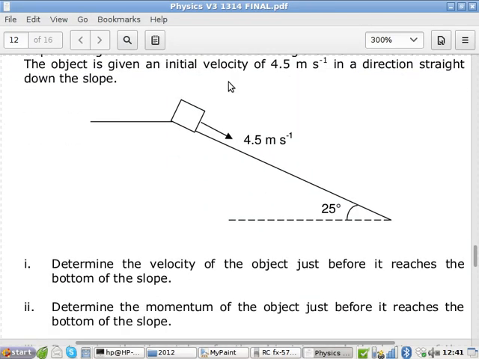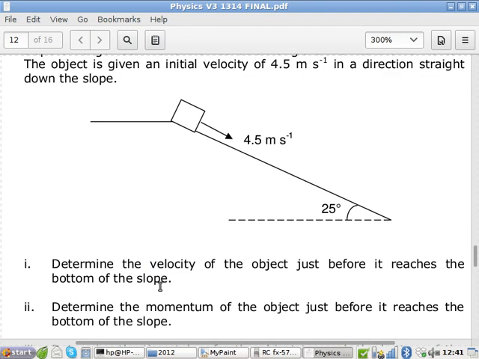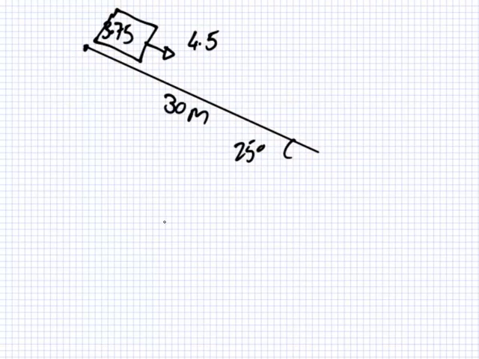And the question is, now that's actually a mistake. He meant to say what is the speed of the object when it hits the bottom. So, any ideas on how we can get the speed here? There's two ways to do it. What way do you think we could do this?